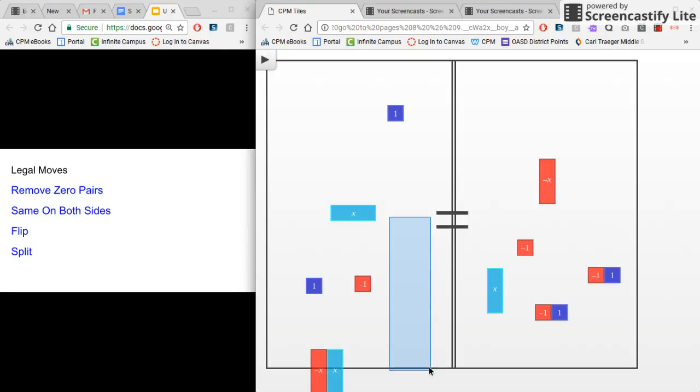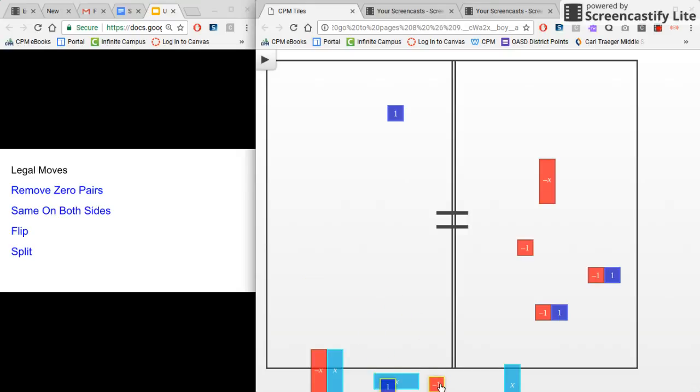I see an X on the left-hand side of the mat, and I see an X on the right-hand side of the mat, so I'm going to remove those. I see another 0 pair on the left-hand side, so I'm going to remove those. I see 2 sets of 0 pairs on the right-hand side, so I'm going to move this 0 pair, and I'm going to move this 0 pair.